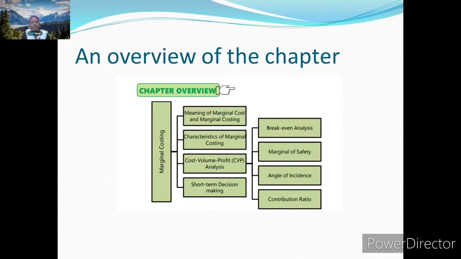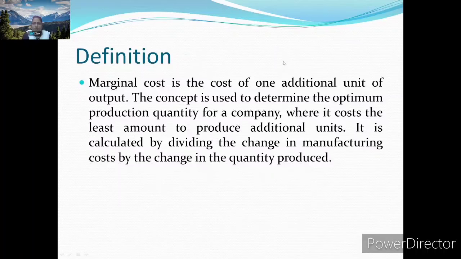Now let us see an overview of this chapter. Here, we have marginal costing. In this, let us first understand the meaning of marginal cost and marginal costing, then the characteristics of marginal costing: profit analysis, short-term decision making, break-even analysis, margin of safety, angle of incidence and the contribution ratios. These are the important few things we have to understand in this step.